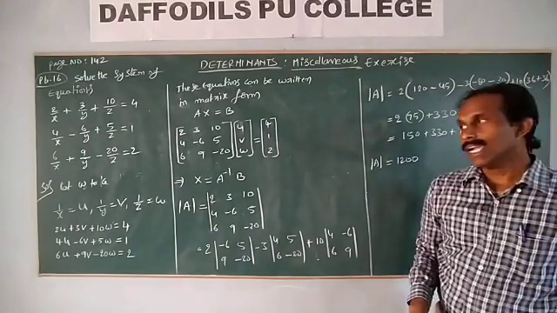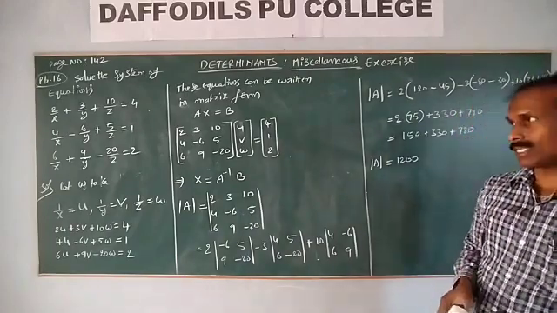Next you find the adjoint of A. Adjoint of A means first of all you find the cofactors.